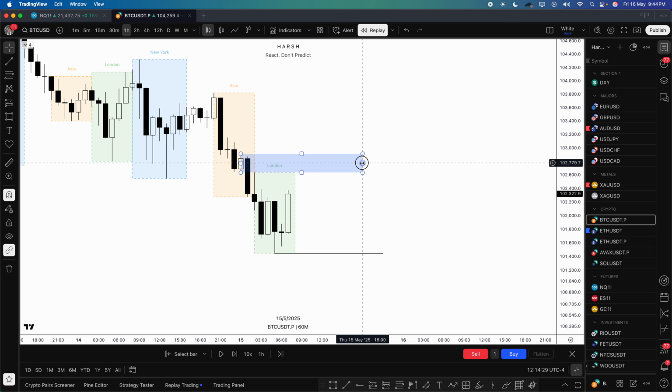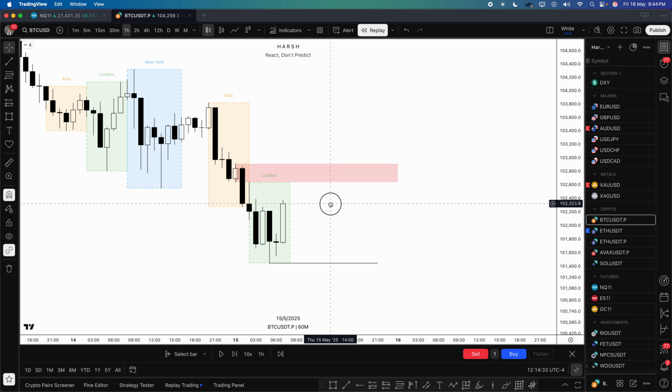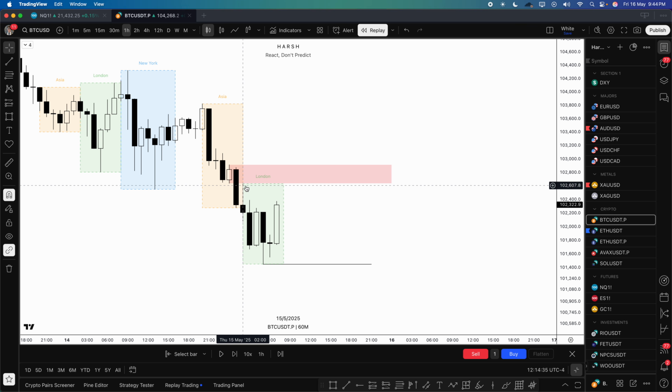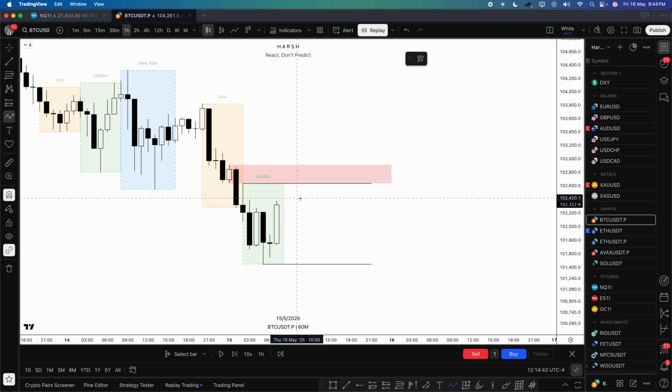Okay, so now you can see one more interesting thing over here: just below the daily supply we have London's high, or London zone high, right? So now we can play the London range setup with this. Okay, where we have this, you can just take a short entry and target this low. Okay, so that is something you can trade.